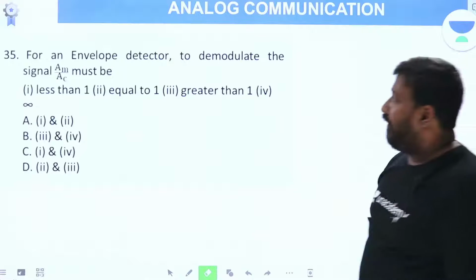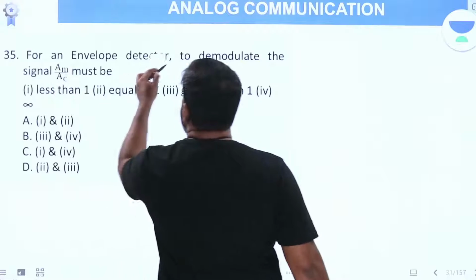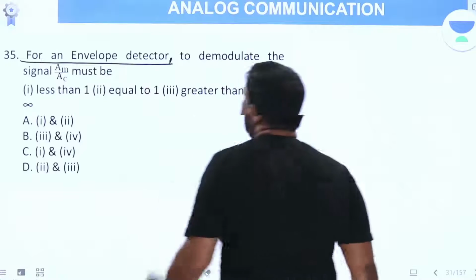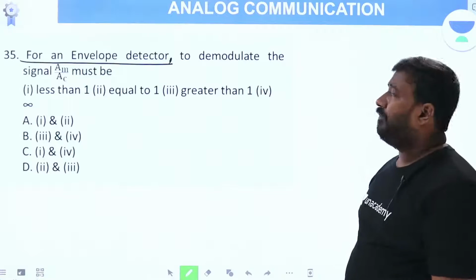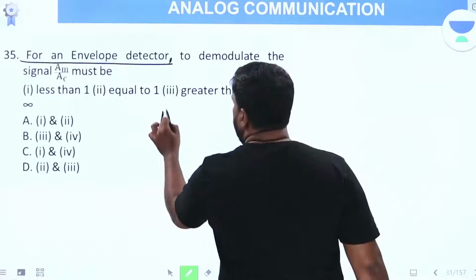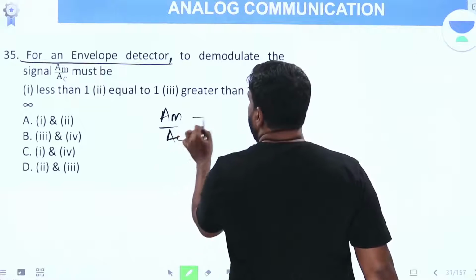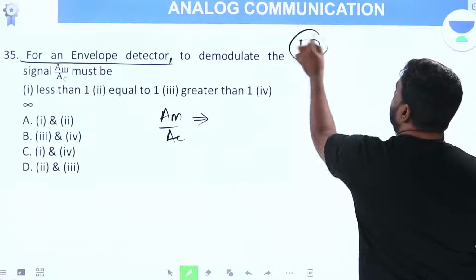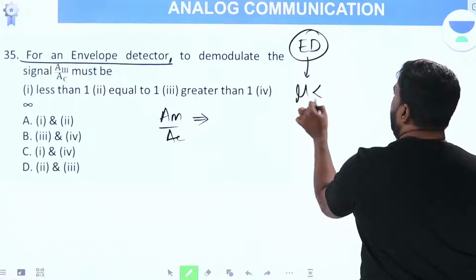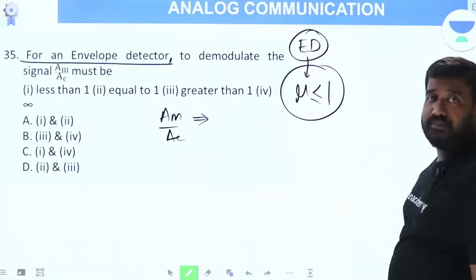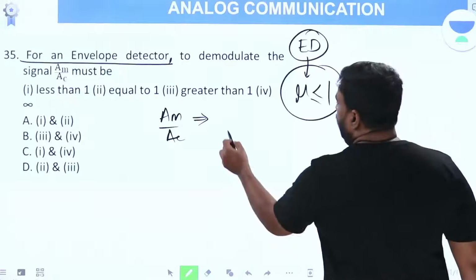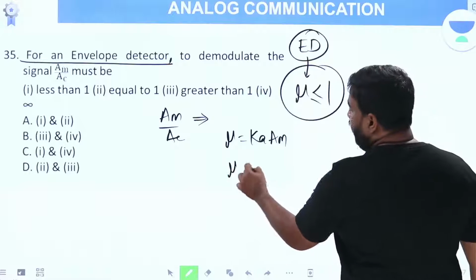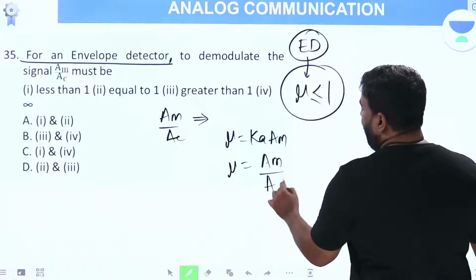Next question: for an envelope detector to demodulate the signal, Am by Ac must be. Just now I told you, for an envelope detector to demodulate the signal, mu must be less than or equal to 1. But you know mu is equal to Ka into Am. The Ka formula in terms of Ac is 1 by Ac. Therefore, another formula for mu is Am by Ac.